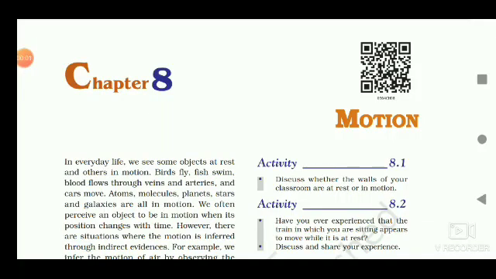Hello dear students, welcome to science class, and today we learn about chapter 8, motion. You already know about motion. In class 7 you learned it. Different types of motion you know: straight line motion, circular motion, curvilinear motion.